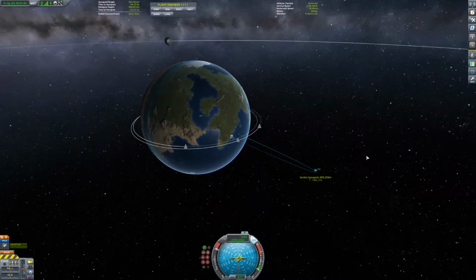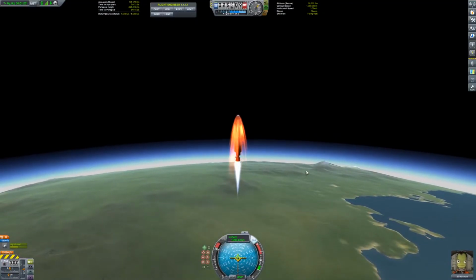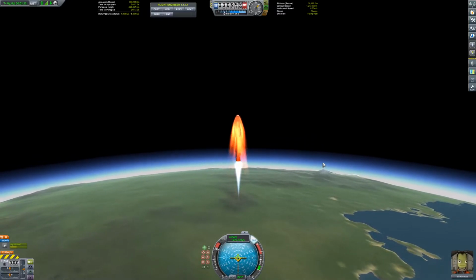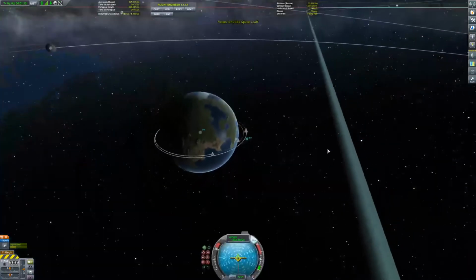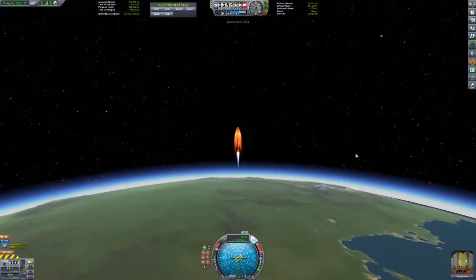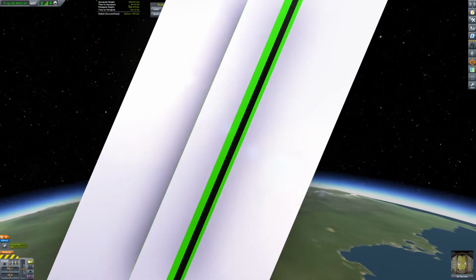Okay, so we didn't make it. The main reason for this is a little something called air resistance. If we go back to this part here, look at how hot the rocket is getting. The air in the atmosphere is pushing back against it, slowing it down considerably. Had we been going the full 3,437 meters per second, we probably would have made it.